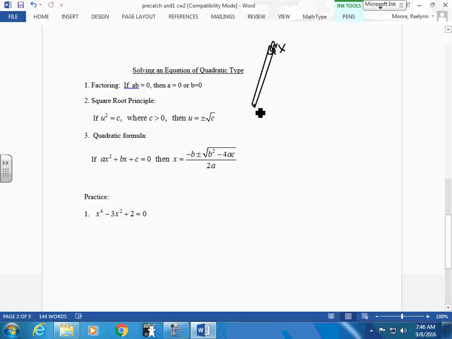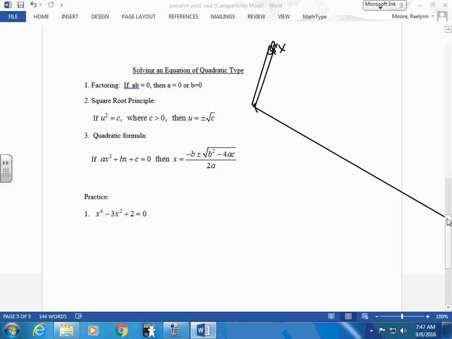Every once in a while I have a little bit of a problem with this board. It doesn't always like me. Okay, the quadratic type being the ax squared plus bx plus c. Usually I have to quit for some reason and start again.